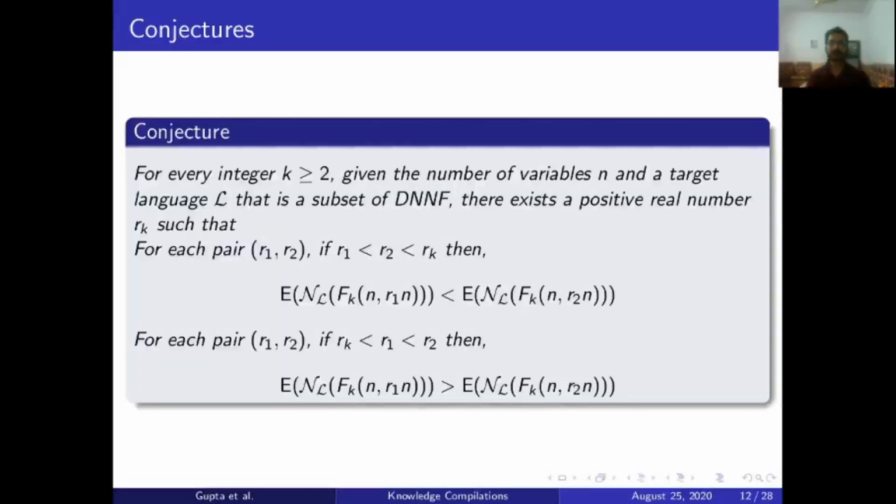Now based upon this, we draw the conjecture that for every integer k greater than or equal to 2, given a number of variables n and a target language L that is a subset of Pn and F, there exists a possible real number Rk such that for each pair R1, R2, if R1 is less than R2 is less than Rk, then the expected number of nodes for R2 is greater than R1, and on the other hand, when Rk is less than R1 is less than R2, the expected number of nodes for R1 is greater than R2. Basically saying the same thing, that there is a sudden increase in hardness near the phase transition threshold.